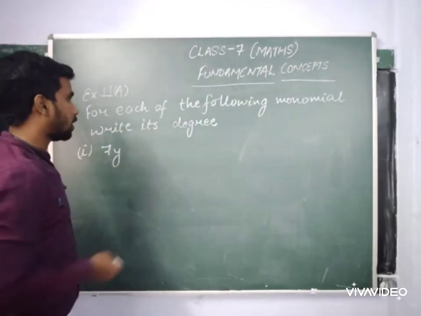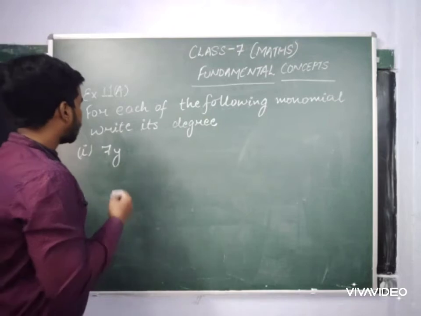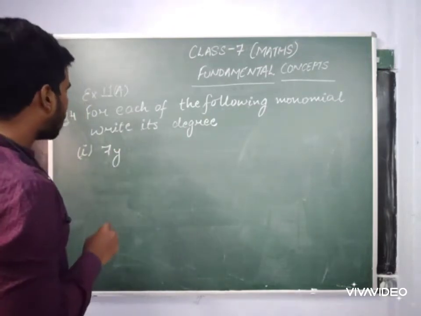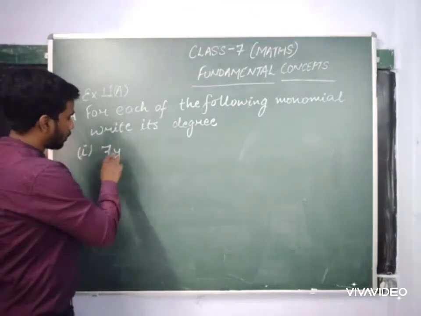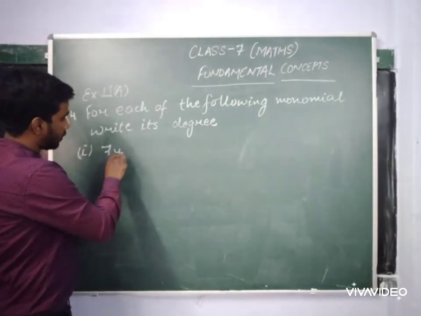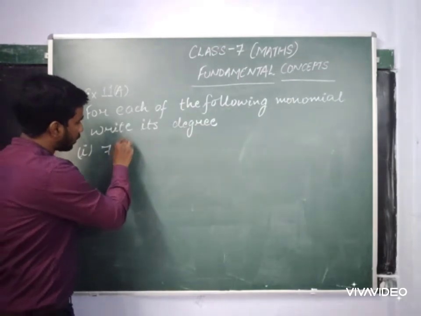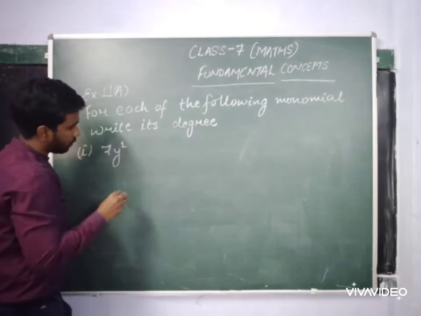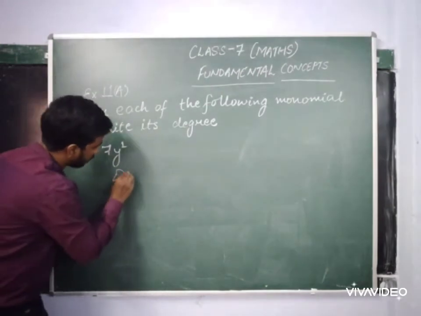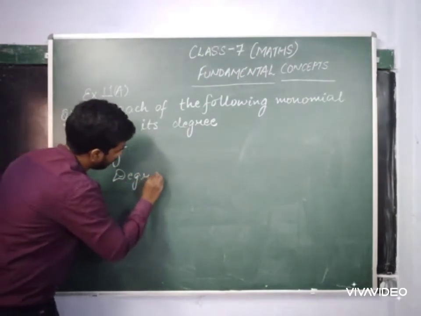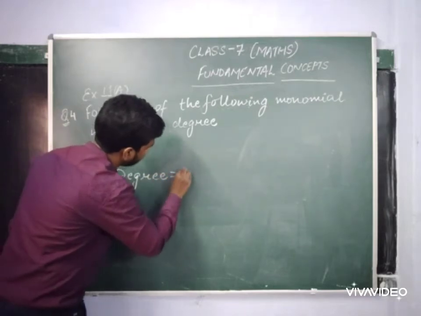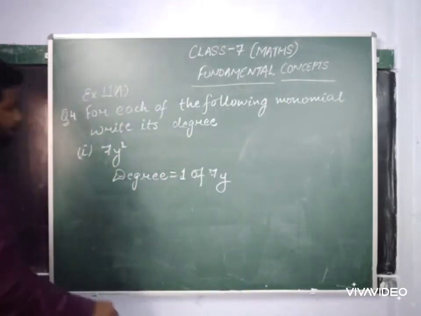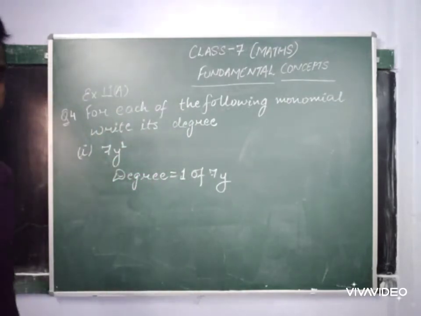According to the definition which I have already told you, the degree is the exponent related to a variable. So here y is the variable, and the exponent is not given, so we will assume it as 1. So what will be the degree? The degree of 7y will also be 1. Clear?